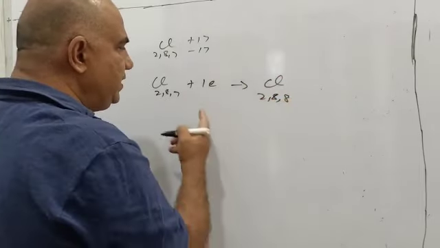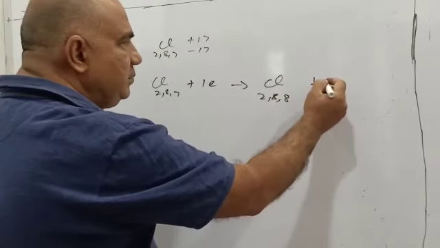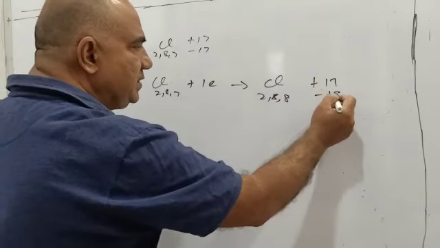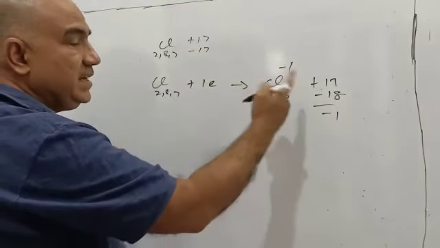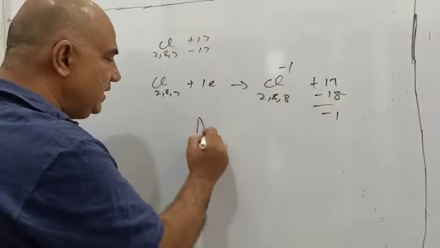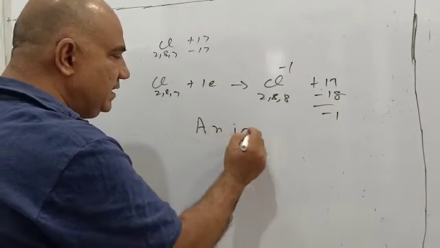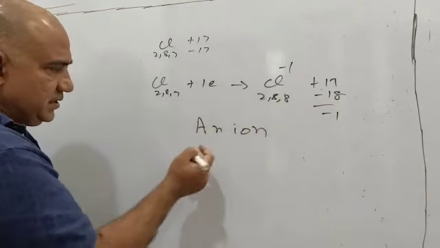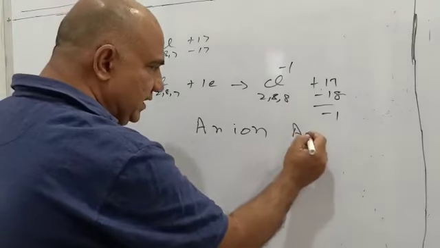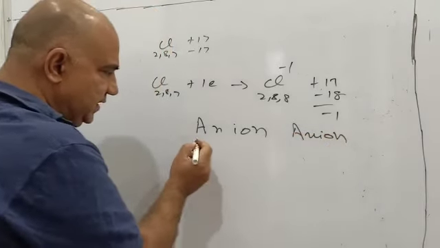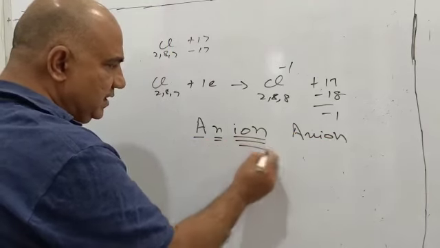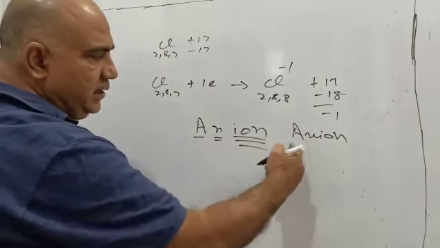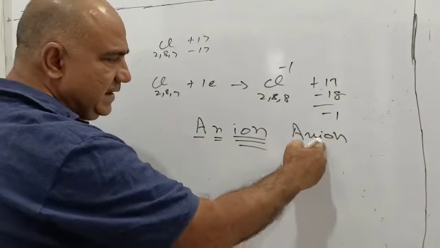Chlorine 2, 8 and 8. Now in this if you see, protons still are 17, electrons are 18, so net charge minus 1. So this will develop minus 1, and these are called anions. See, anions are written like this, anion. I always suggest to my students, though it is written together as anion, I say A negative ion. Anion I visualize as A negative ion.